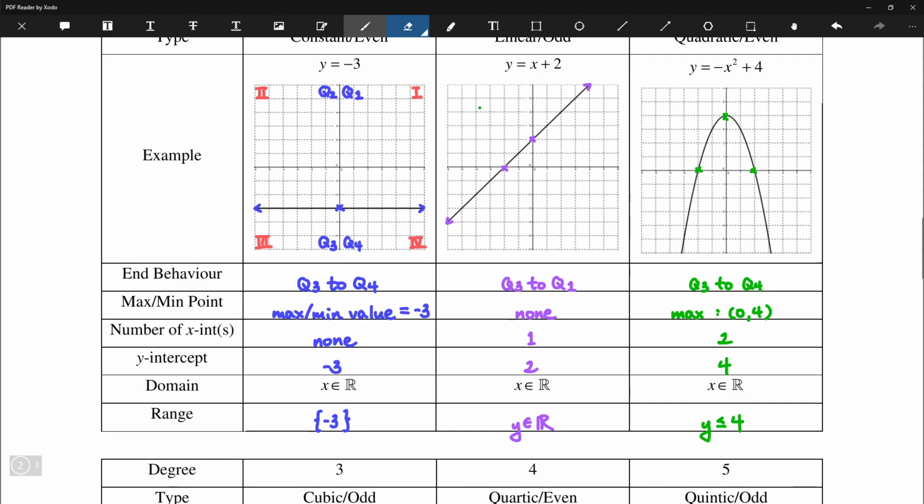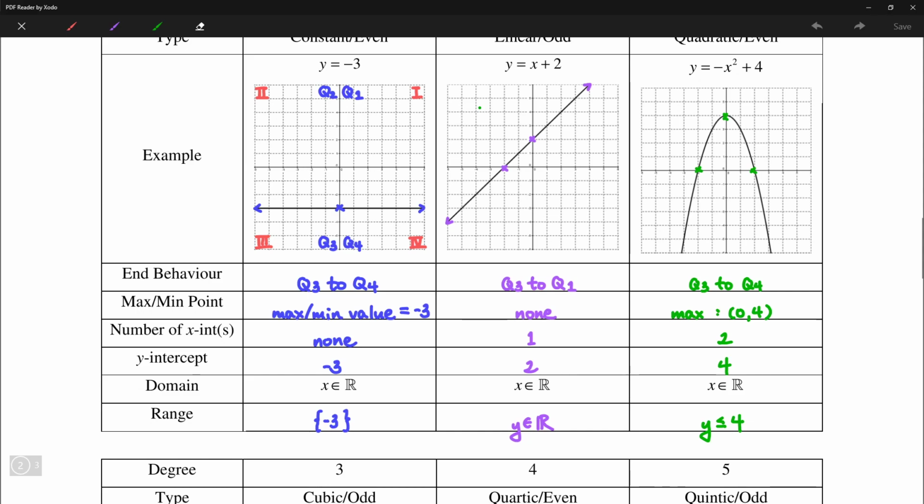So the idea is one of them will go horizontally across and the other one will go diagonally across. Next up is the max and min point. The idea is if a function is even, then it will have maximum and minimum values, whereas if it's odd, then it only has local maximum and minimum values. We'll look at that in just a second.